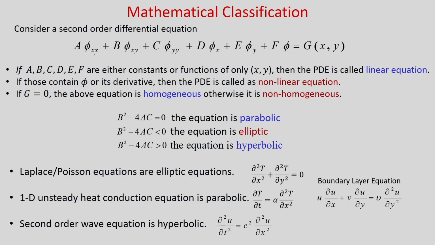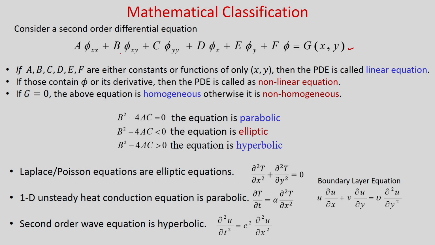Now, let us discuss the mathematical classification. First, let us consider a second order partial differential equation. Consider this equation: A phi xx, that means del 2 phi by del x square, plus B phi xy plus C phi yy plus D phi x plus E phi y plus F phi is equal to G. You can see these coefficients A, B, C, D, E, F, if these are constants or functions of only x and y, then this partial differential equation is called a linear equation.